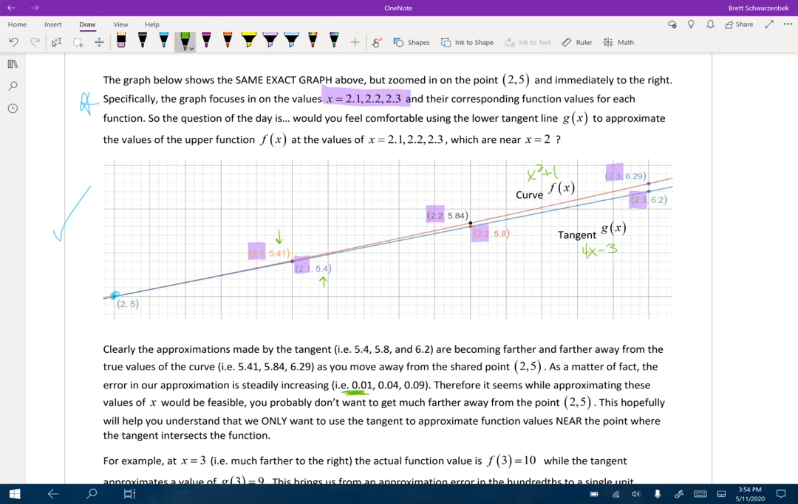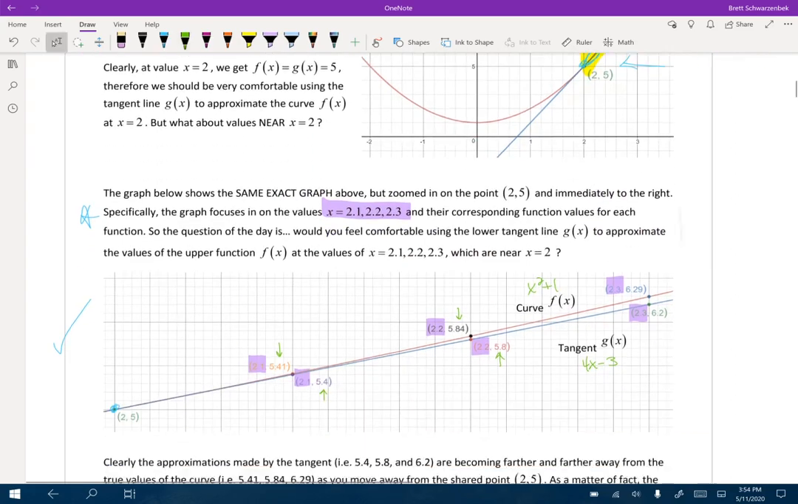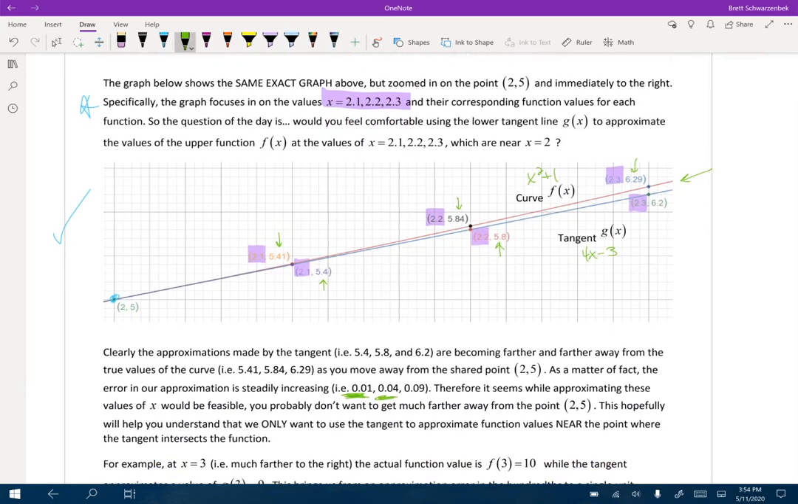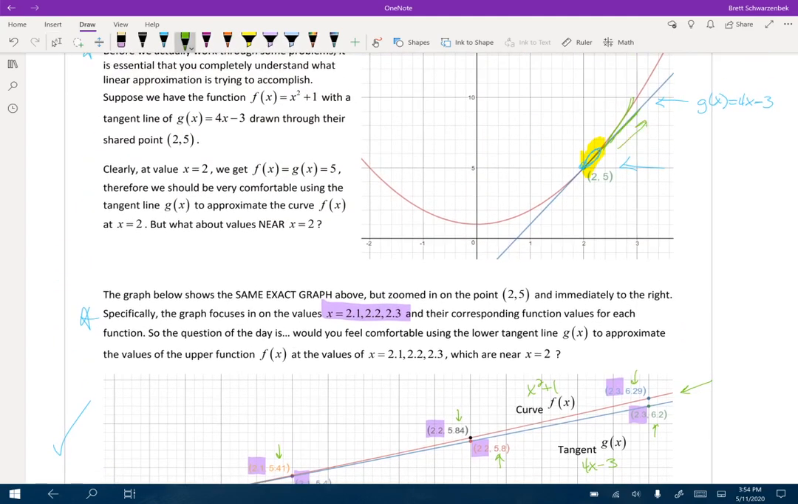So what about the next two? Well, now on the curve we have 5.84, but the tangent estimates it to be 5.8. So right now we have an error of 0.04. Now clearly, does everybody see this line and this curve are falling away from each other? The same thing is happening here, but it just seems less because I'm zooming in. So that is an error of 0.04. If we go to the next one, 2.3, the error is 0.09. So clearly the error is going to increase in our estimation as we move away from the value of 2.5. I mean, duh, right? That's a no doubt.